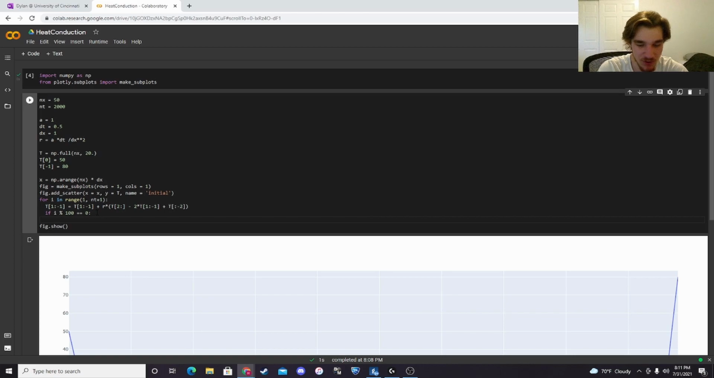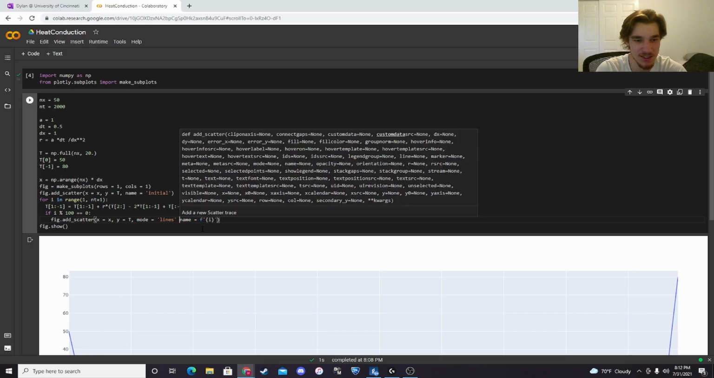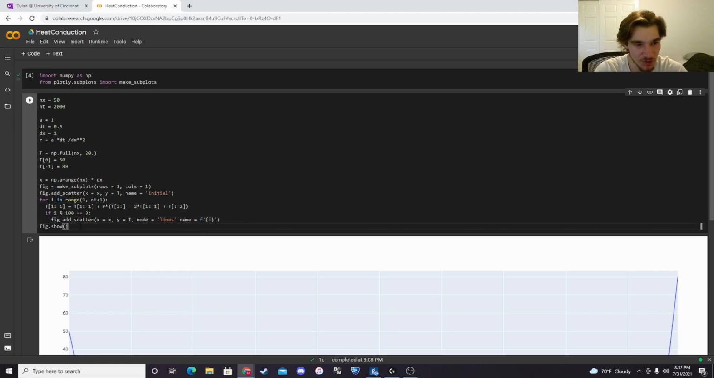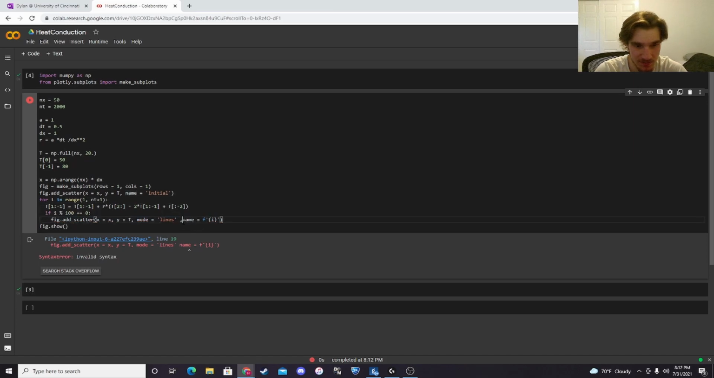So now that we have that, we want to copy and paste this up here. And we don't want to name it initial because we already have initial, right? So we're going to name it just based on what the i value is. And to do that, we just do f right there. And we want a mode as well on here. We're just going to set the mode equal to lines so that they're all lines and they're all going to be different colors. And it's going to look super cool, right? And we name? Oh, I forgot a comma. That'll do it.